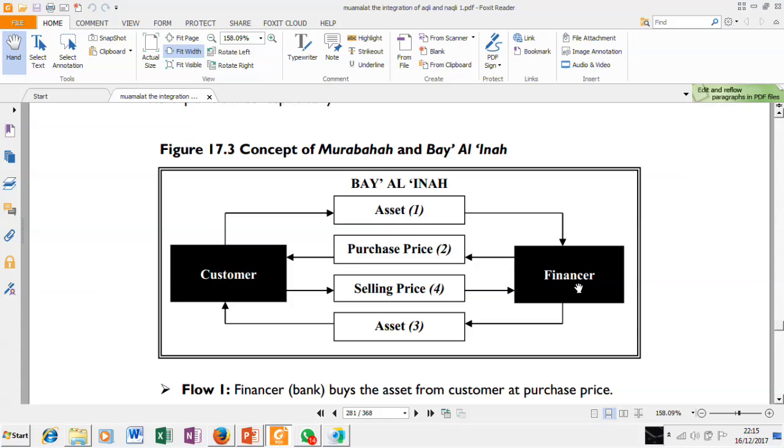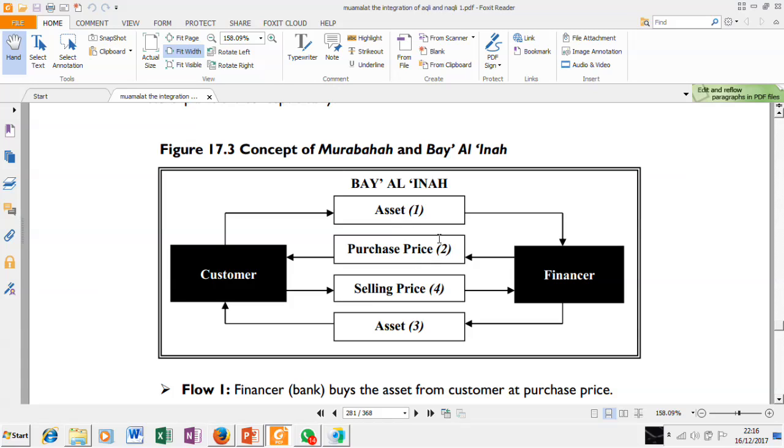Basically the bank, for example here, if you are a customer, you want to get financing, but you don't have money, probably for your business or for your personal purposes. But you want to get finance. So what you do here, the bank will sell the asset to the customer first, probably at 10,000, and then afterward you will sell the asset to the financial bank at a lower price.